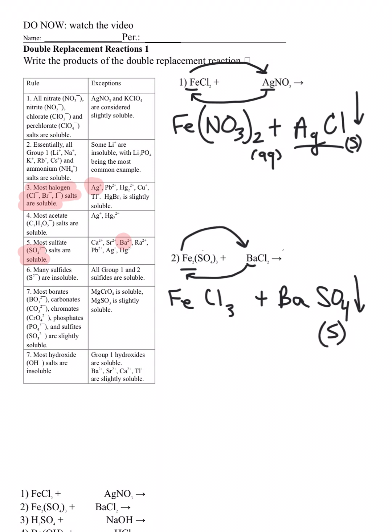It will precipitate. So what's driving this double replacement reaction is actually whether or not something will be insoluble, whether or not it will be solid when it's finished. So write the products first, then consider the solubility using the chart. Good luck.